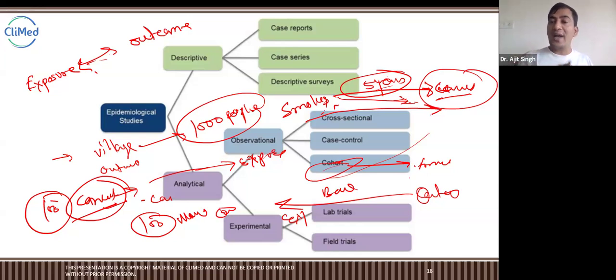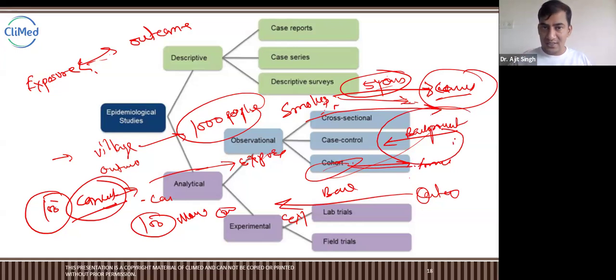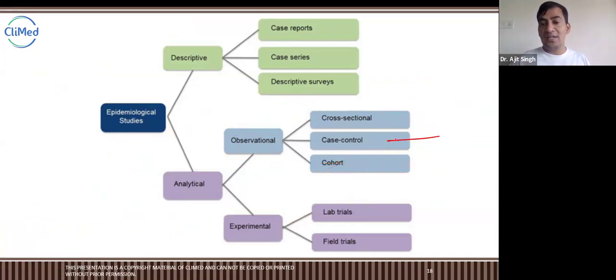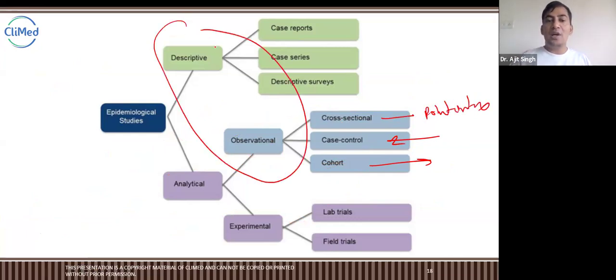So here we are going back. Always remember, cohort are forward and case control are backward design studies. Case controls are always backward direction studies. Case control are back direction, cohort are front direction, cross sectional are point in time, right? Point in time, and these all are observational and these are interventional.